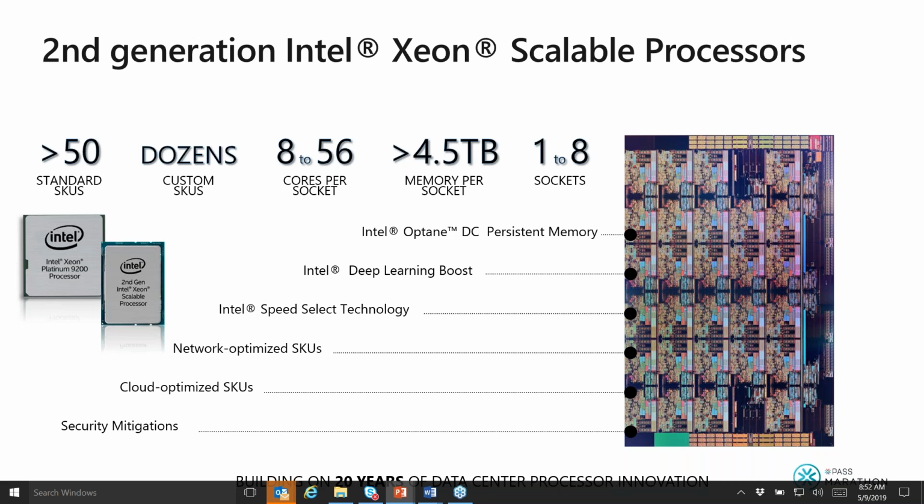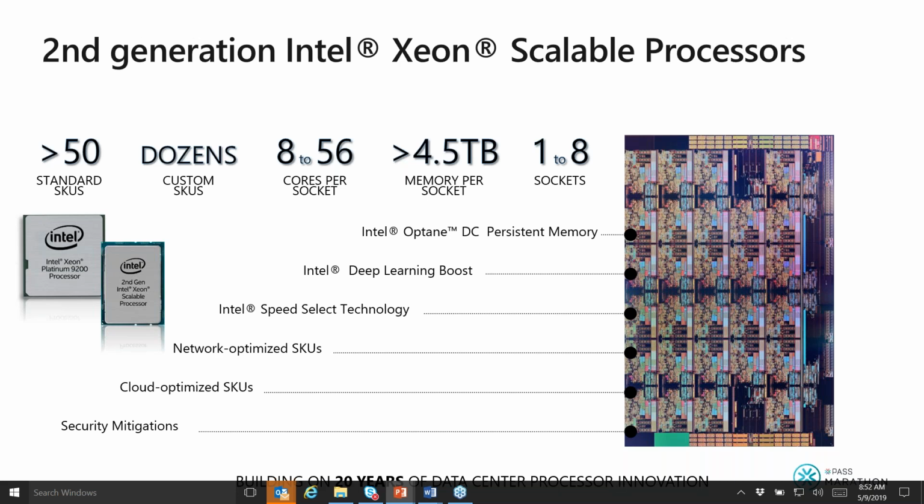We've also added an artificial intelligence feature known as Deep Learning Boost. That capability will give us a deep learning performance enhancement over our previous generation that is outstanding. And we've added Speed Select technology as well. And then we've got network optimized SKUs for our comm service providers, and cloud optimized SKUs that you'll see featured in Azure.